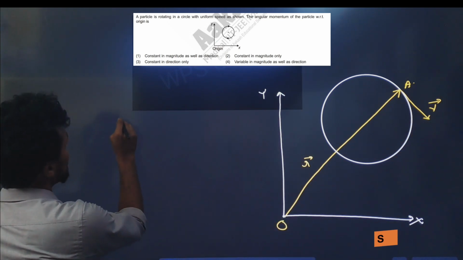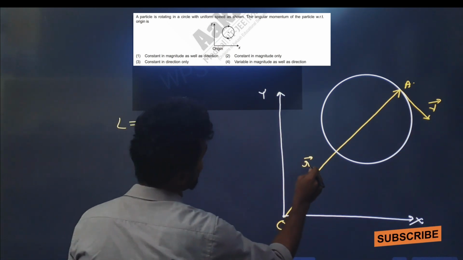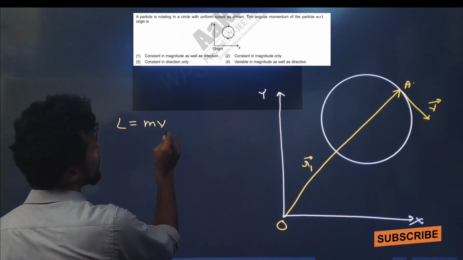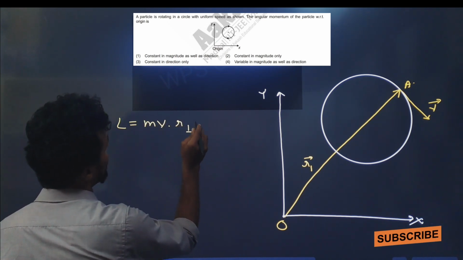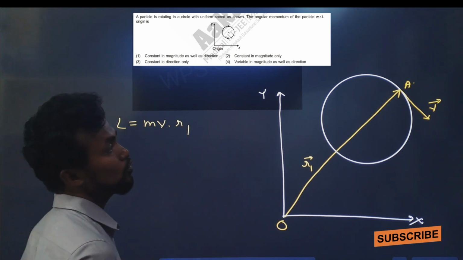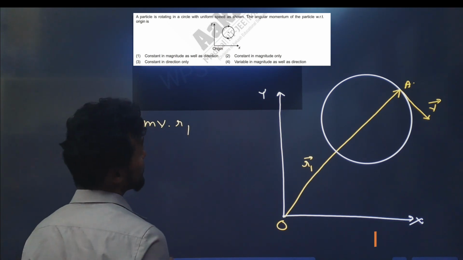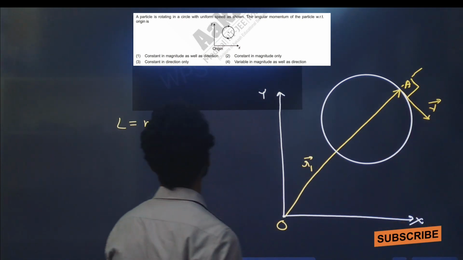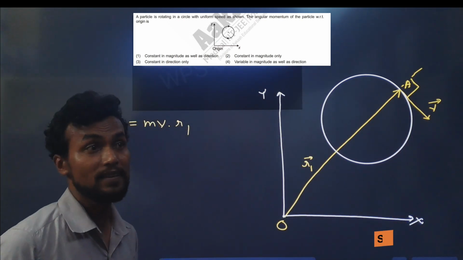So here L is given as: at any time, let's take this position vector as R1. So we can write MV into R1, and the angle here is this angle. MV into R1, and now which side is the direction?